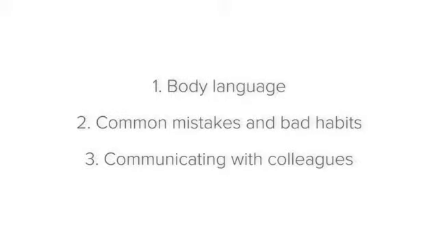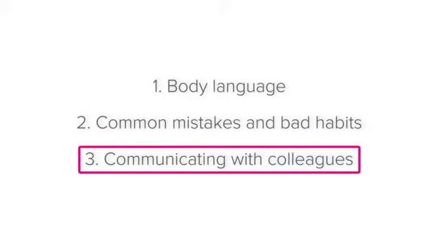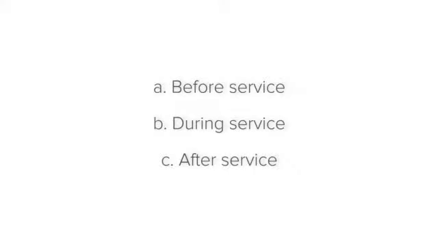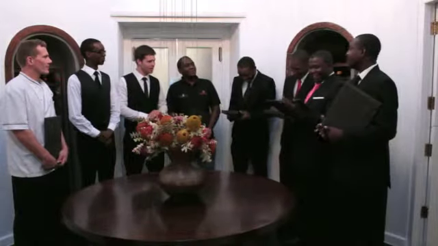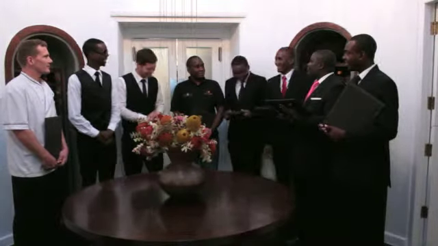Now that we've had a look at some of the unspoken aspects of communication, let's talk about communicating with colleagues. Each establishment will have different systems in place to facilitate staff communication. In food and beverage service, there are 3 stages at which communication between team members needs to take place: before service, during service, and after service. Let's take a quick look at what sorts of information are relayed in each stage.